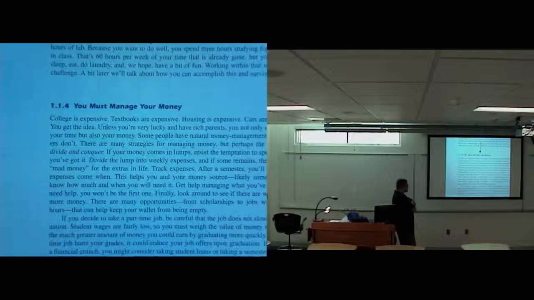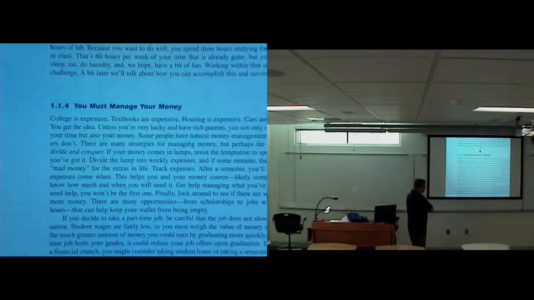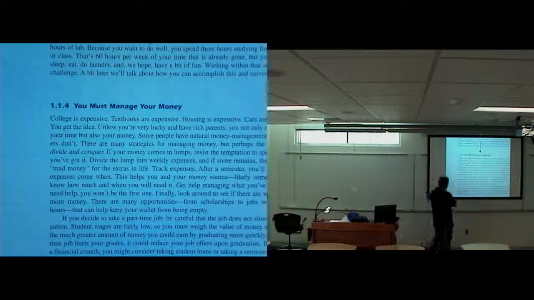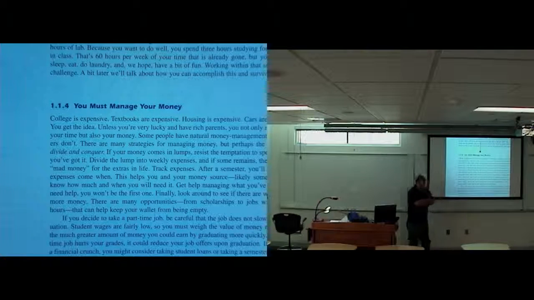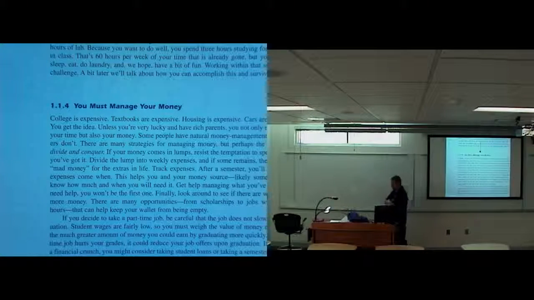So there are a lot of opportunities to get your schooling paid for, but you have to work for them. You have to find them. And most of those opportunities involve a trade-off. Most of those opportunities are you're going to work in a laboratory for 10 hours a week or 15 or 20 hours a week, and then we'll pay for your schooling. It's not necessarily just free money.